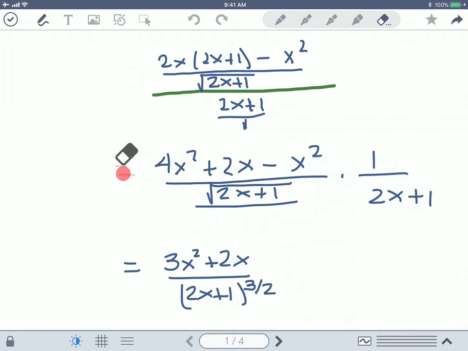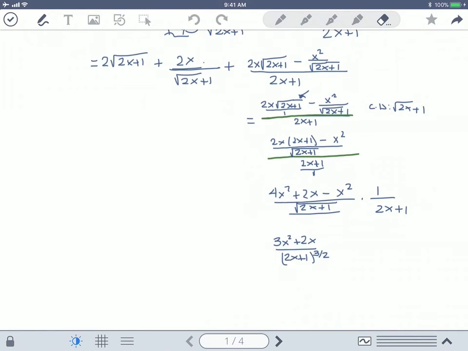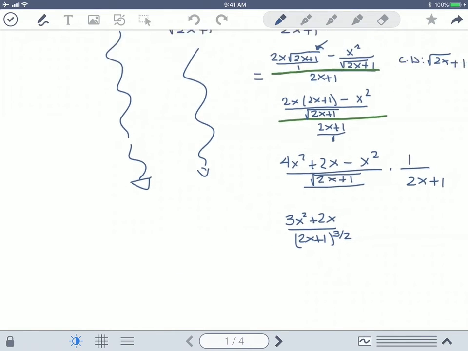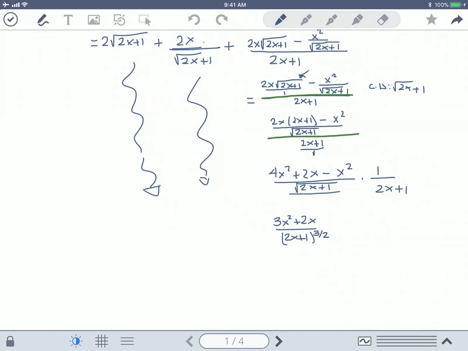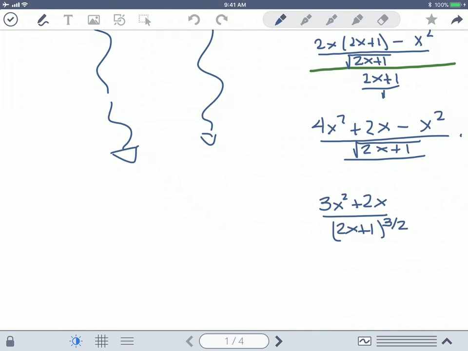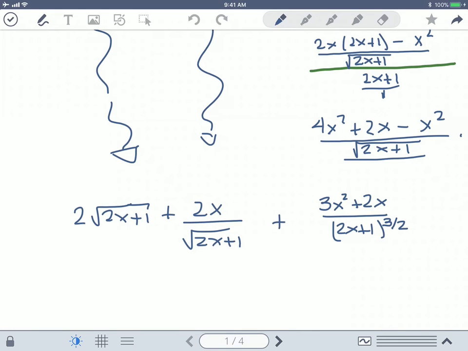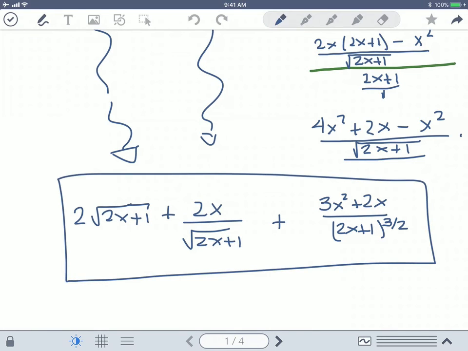That's this part. Oh, sorry, I shouldn't have that equal sign, because that's just this part, right? These terms should still come down. These are not changing. So your final answer should be these two terms added with that term. So let me write it down here. So this term should be 2 root of 2x plus 1. And the second term was 2x over the root of 2x plus 1. And this is my third term. This would be the second derivative.